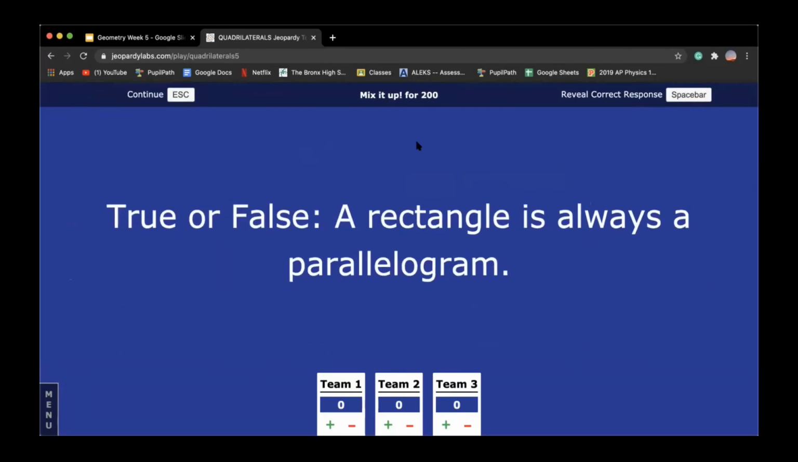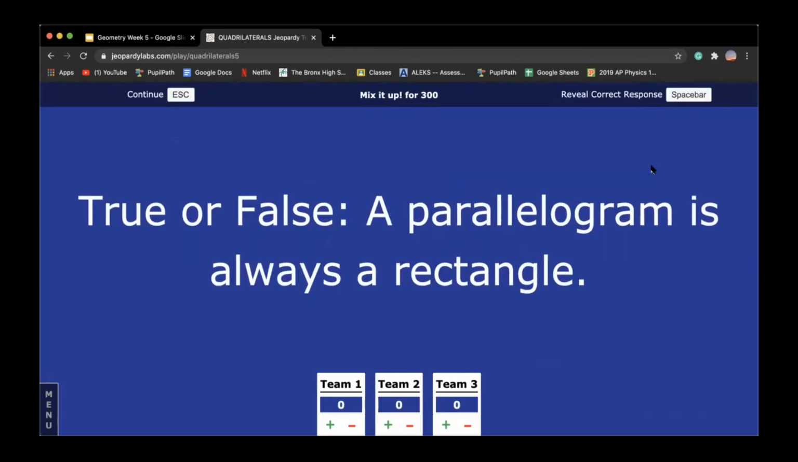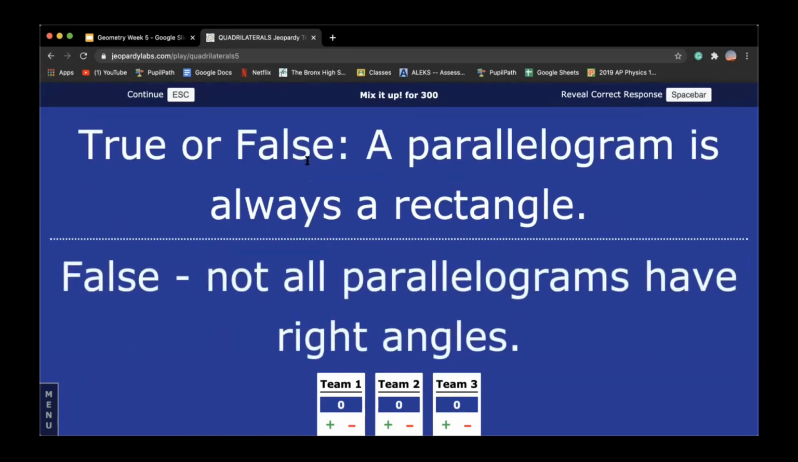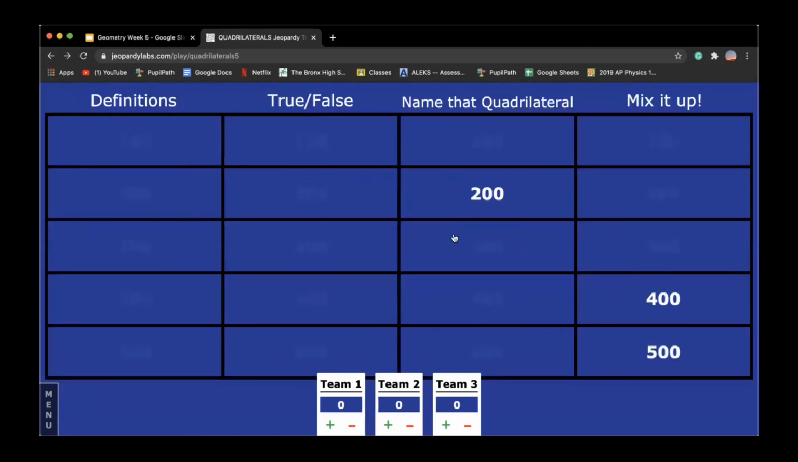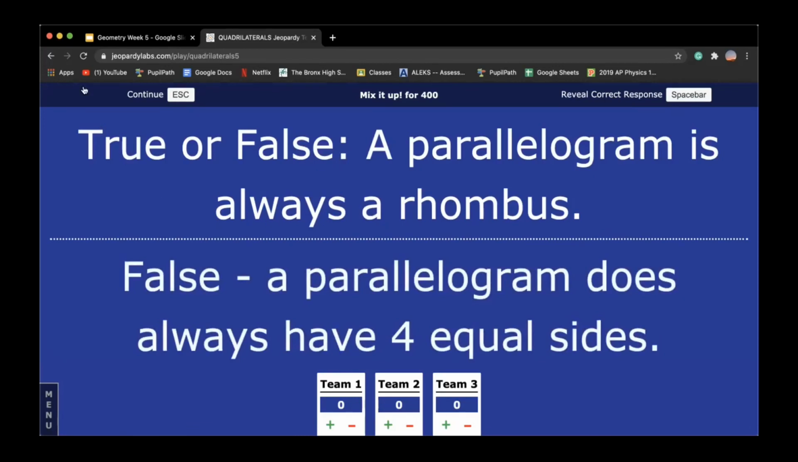True or false? A rectangle is always a parallelogram. That is true. True or false? A parallelogram is always a rectangle. False, because it can be a rhombus, it can be a square, it can be other things. It's not always a rectangle. True or false, a parallelogram is always a rhombus. That is not true. Like a rectangle, it doesn't always have four equal sides. So it's not always a rhombus.